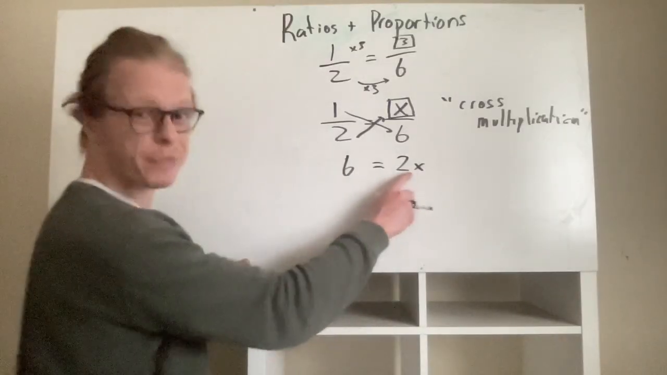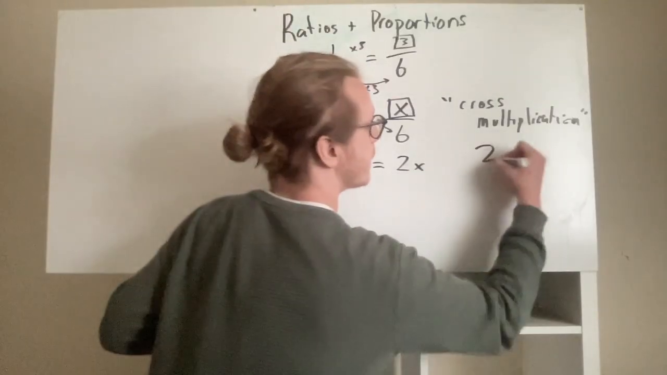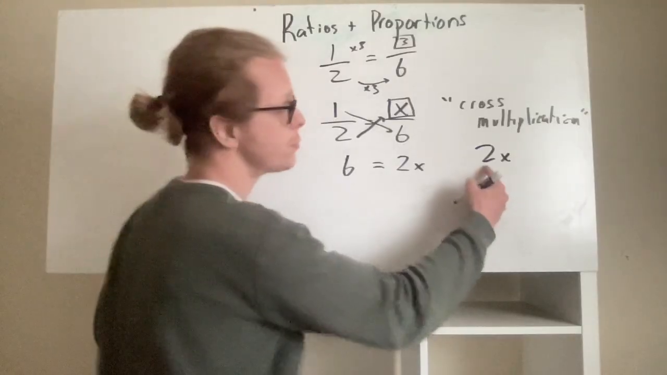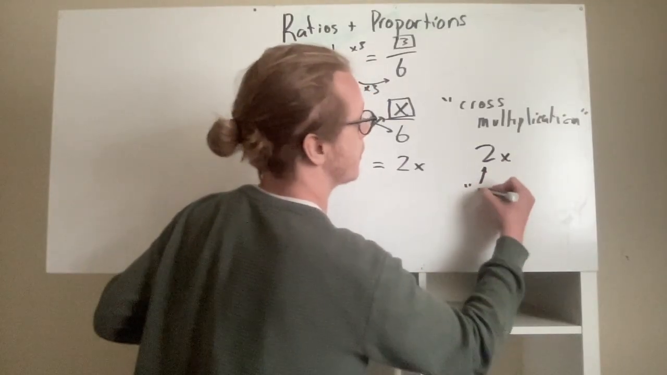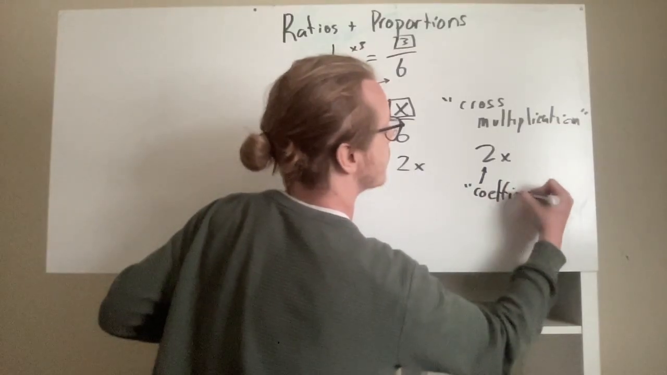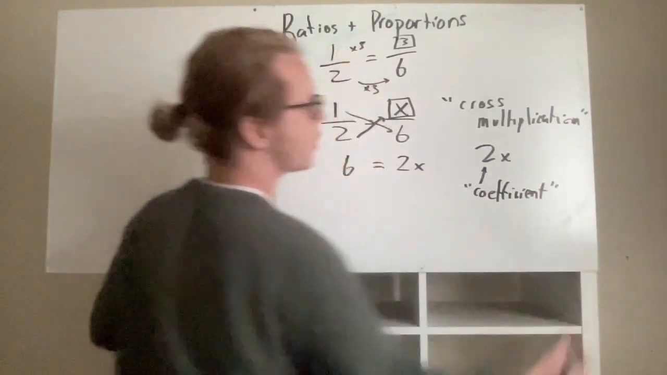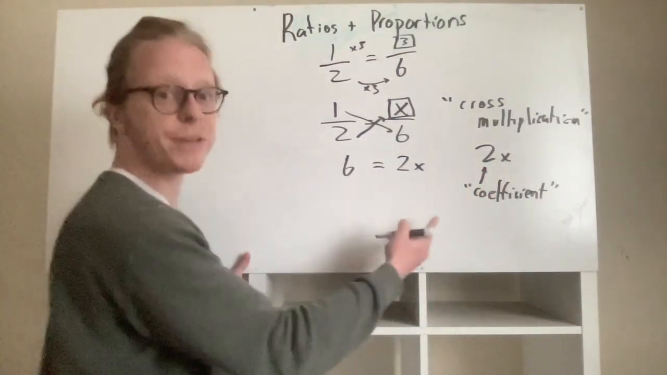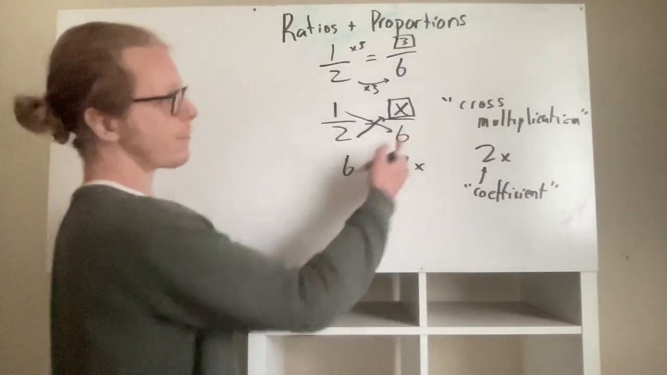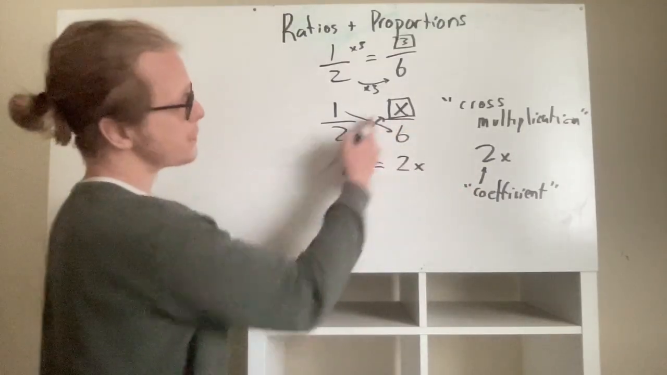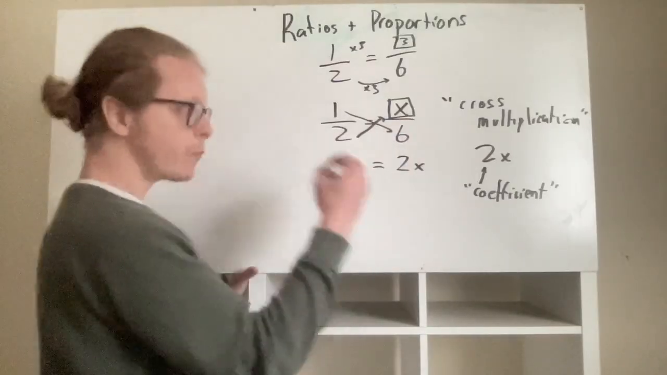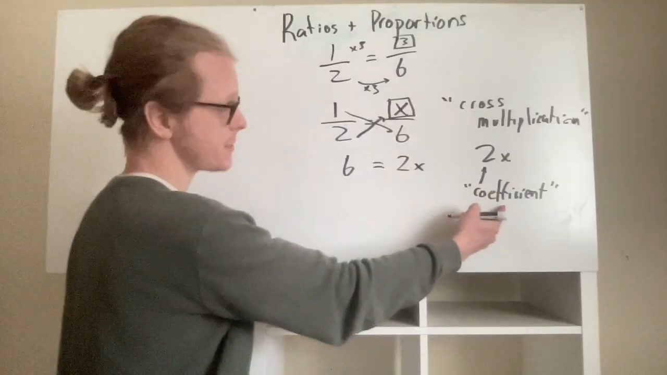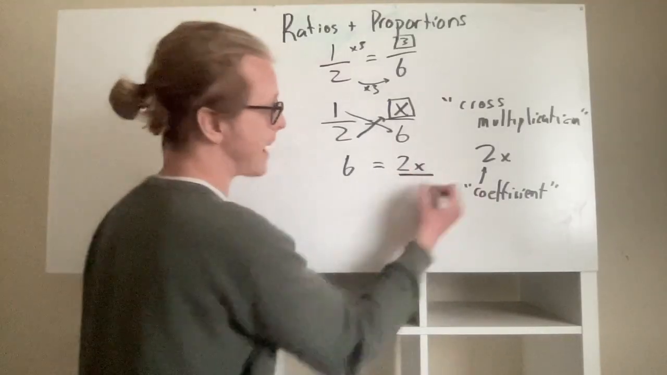Let's just take a look at 2x for a second, okay? In the term 2x, x is the variable, 2 is what we call the coefficient. So in the term 2x, x is the variable, 2 is the coefficient of x. So our first step here of cross multiplying, we do 2 times x, 1 times 6, and then we divide both sides of the equal sign by the coefficient of x. So the coefficient here is 2. I'm going to divide by 2.